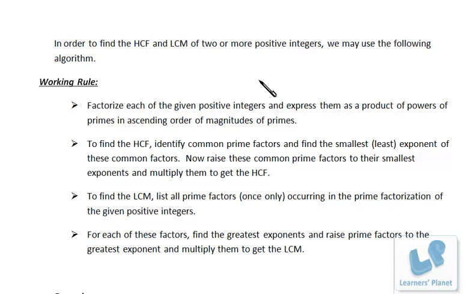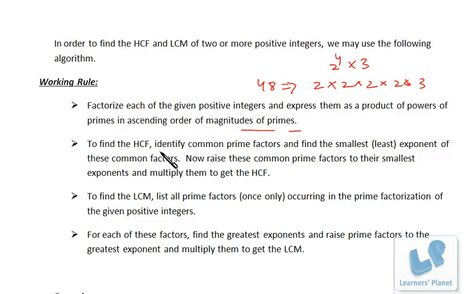Suppose I have a number, maybe 48. Now 48 is 2 into 2 into 2 into 2 into 3. So I have to express it as 2 raised to 4 into 3. So what is the first step? To factorize each positive integer and express them as a product of powers of primes in ascending order of magnitude of primes. This is how we have to represent each and every number.